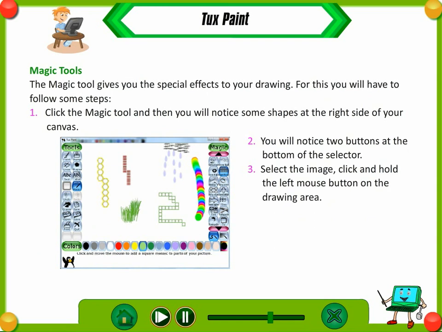Magic tools. The magic tool gives you special effects to your drawing. For this, you will have to follow some steps. Click the magic tool and then you will notice some shapes at the right side of your canvas. You will notice two buttons at the bottom of the selector. Select the image, click and hold the left mouse button on the drawing area.